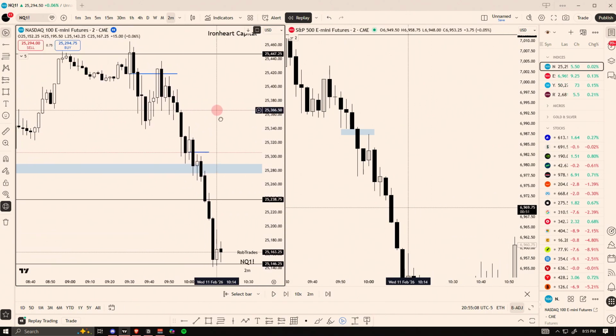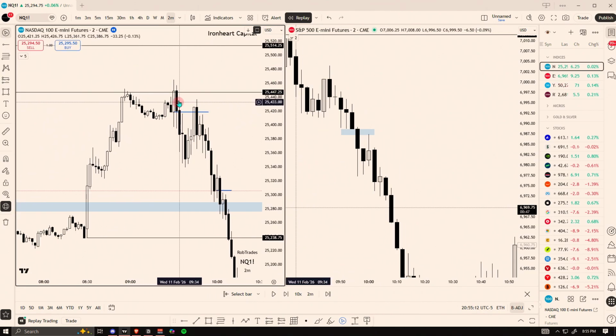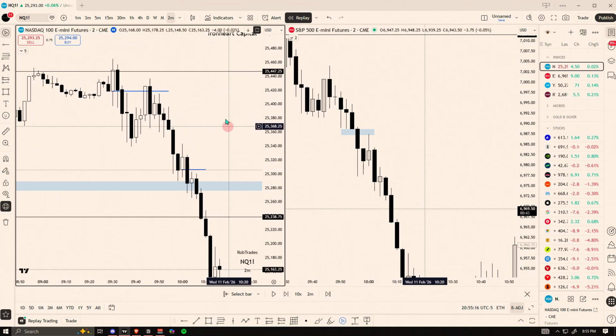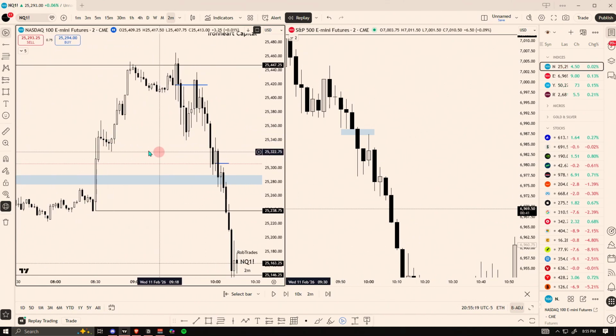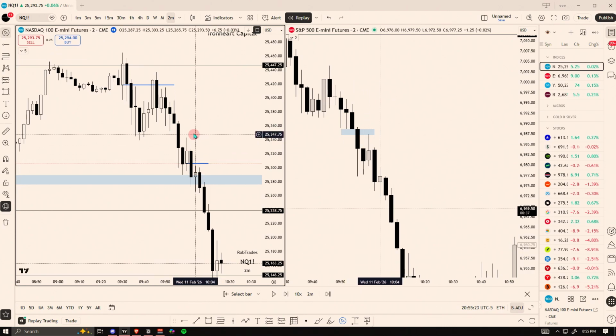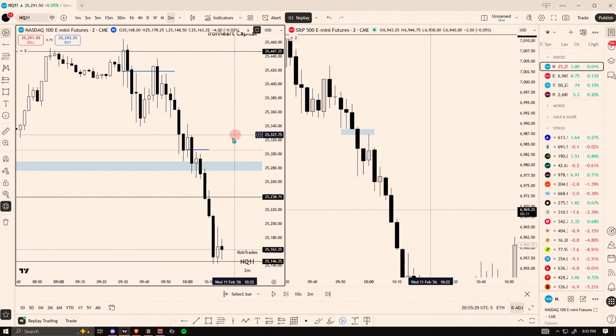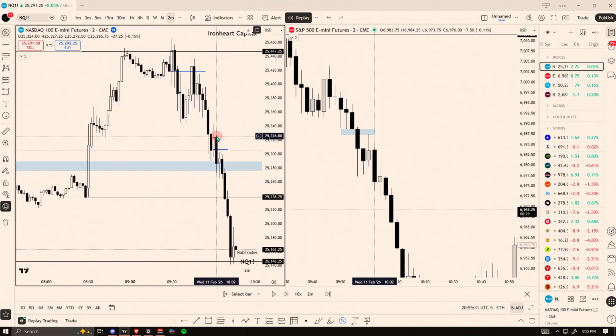And so that is how I was able to flip my bias, understanding that this is invalidating everything that I'm looking for. And when you have a failure to manipulate, that means you're going to expand. And so this is the only possible level that I was allowing price to potentially reverse from. Pairing that with the bearish SMT, that was enough for me to flip my bias and take the short.